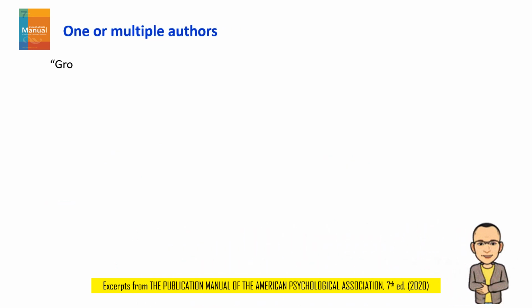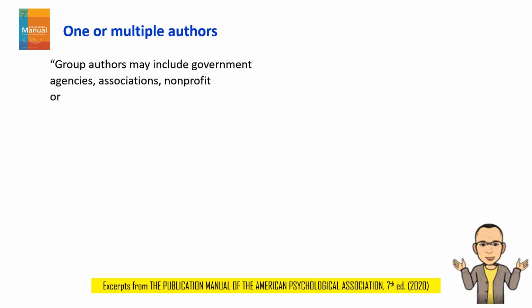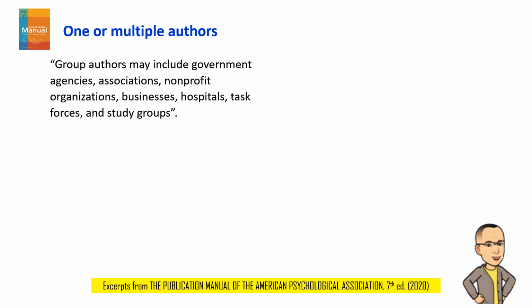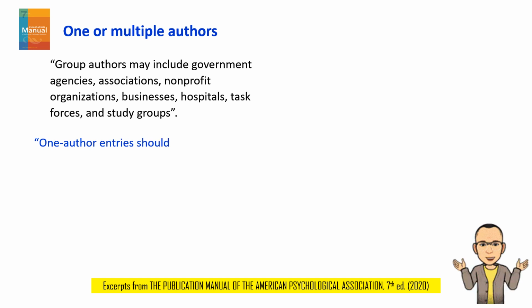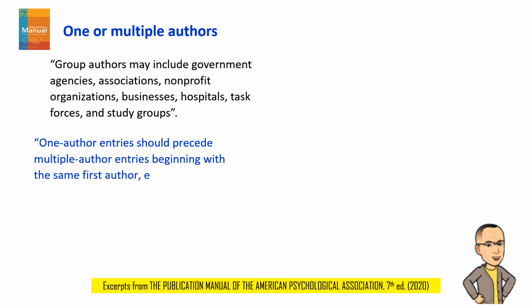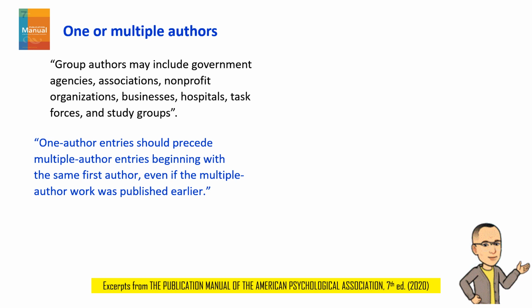One or multiple authors. Group authors may include government agencies, associations, non-profit organizations, businesses, hospitals, task forces, and study groups, highlighting the diverse range of entities that can serve as authors in academic citations. In organizing the reference list, it's important to remember that one-author entries should precede multiple author entries, beginning with the same first author, even if the multiple author work was published earlier, ensuring consistency and clarity in citation order.